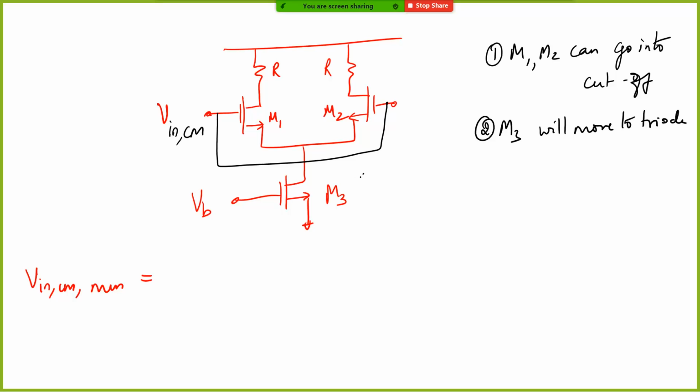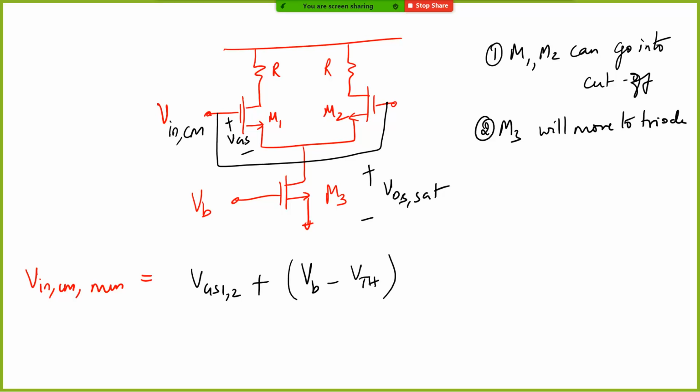Because this M3 needs VDS sat across the drain to source in order to be in saturation. If you assume the square law model, V in should be at least equal to, let's say, VB minus VTH, correct? But V in CM should be this plus the gate to source voltage of M1, M2. So your V in common mode has to support the VGS for this current plus the minimum voltage required across your current mirror for it to work as a current source. Is this clear?